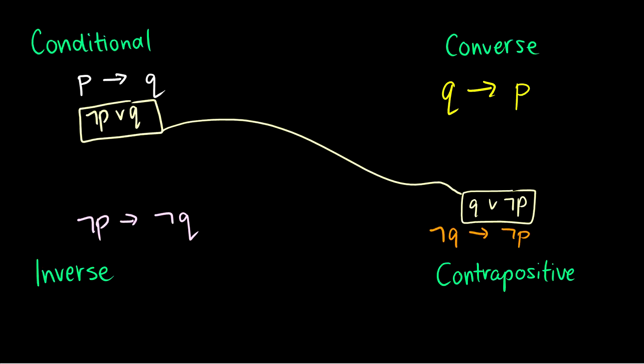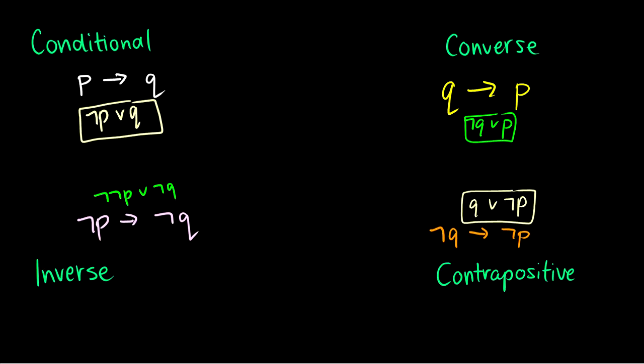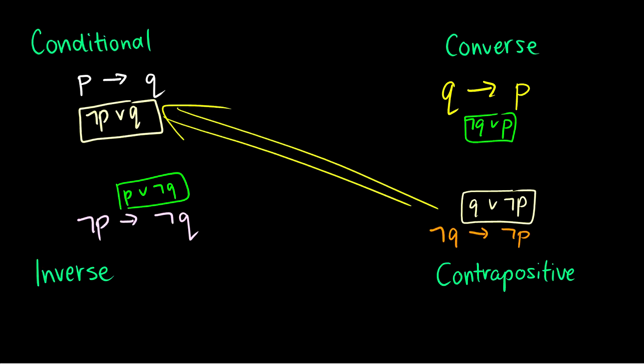Similarly with the converse and the inverse: the converse, Q arrow P, is the same thing as not Q or P, and the inverse would be not P or not Q, and of course the double negation just removes the negatives, and we can see once again these are also equivalent. Keep in mind, this is really the most important thing in this whole video. The conditional is logically equivalent to the contrapositive and nothing else as far as converses and inverses go.